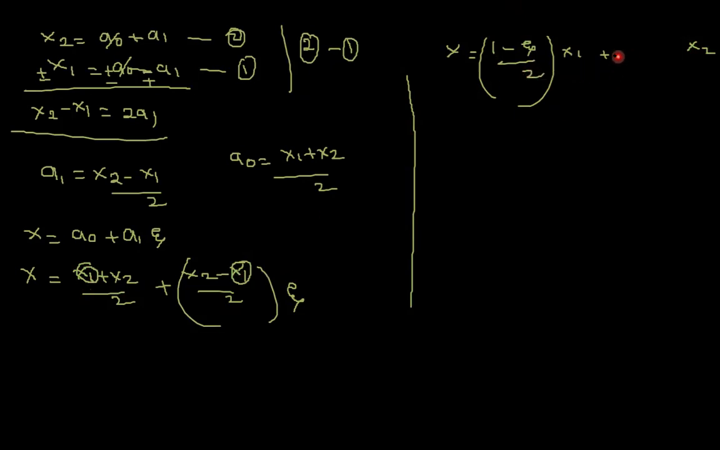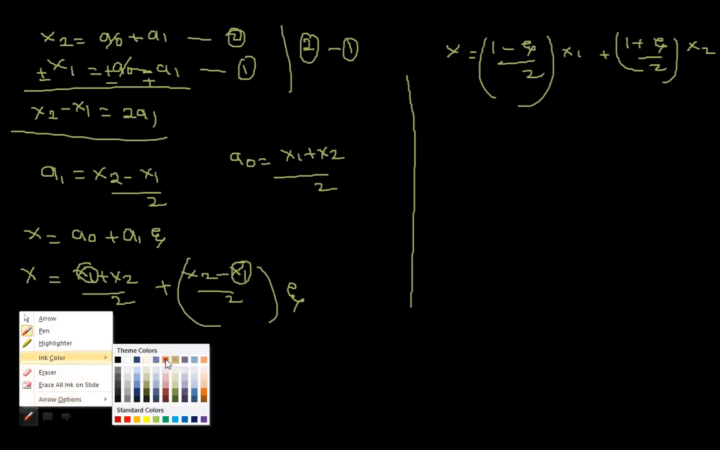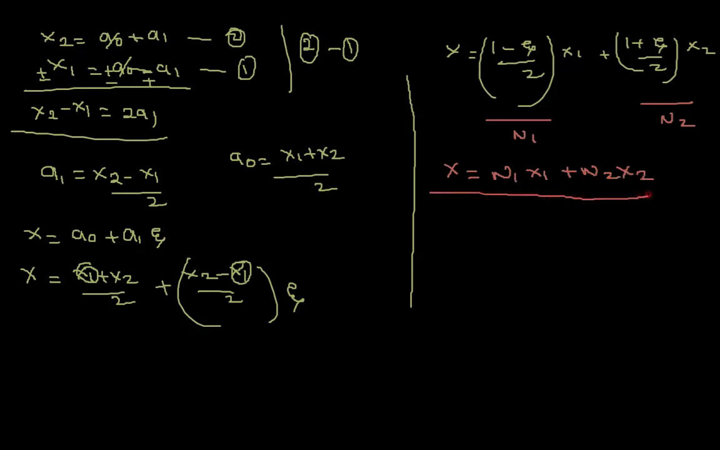In the second one, if you separate the x2 terms, we can write 1 plus zeta by 2. Now I would like to call this 1 minus zeta by 2 as well as 1 plus zeta by 2 as follows. Let us call the first a shape function N1, and the second a shape function N2. Therefore, x can be written as N1 times x1 plus N2 times x2.